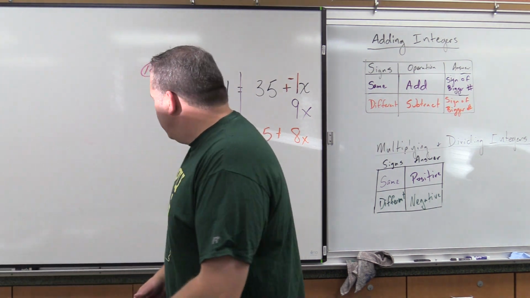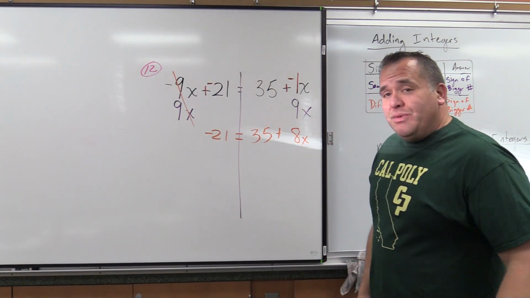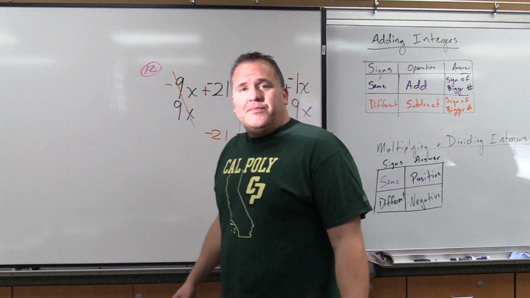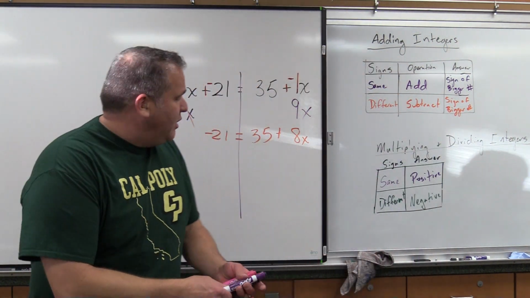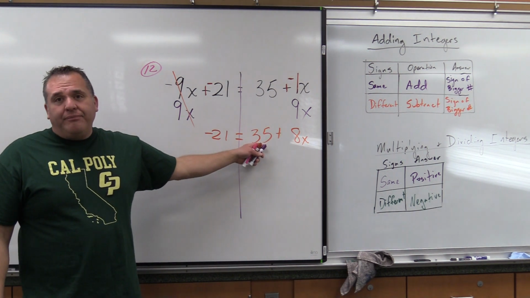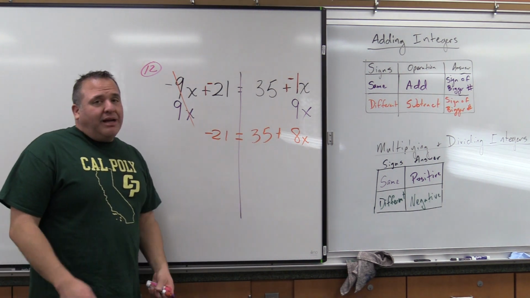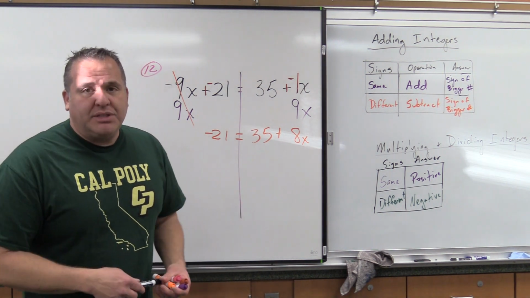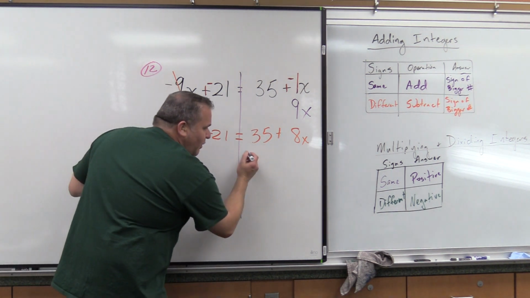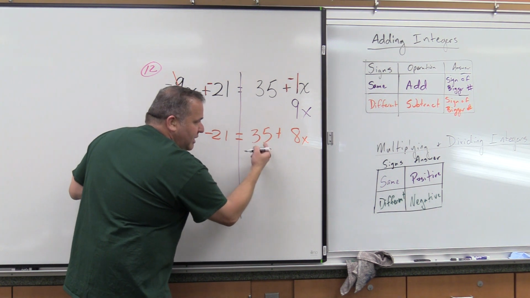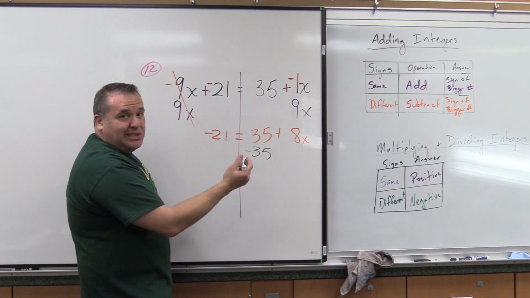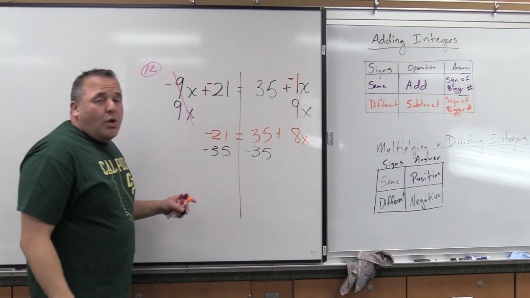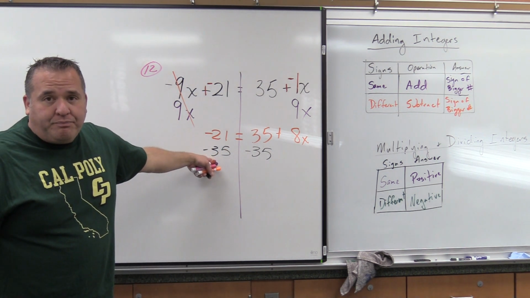Now what next? Remember, what we have to do next is get rid of what's being added to x. And what's being added to x? Right here is 35. So we have to get rid of this positive 35. And how do we get rid of it? By adding the opposite. So I'm going to add negative 35. You see, 35 minus 35, 0. And that's going to get rid of it. Then we have to add it to this side of the equation as well.